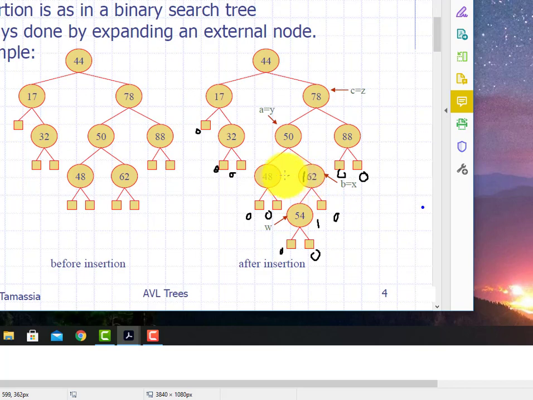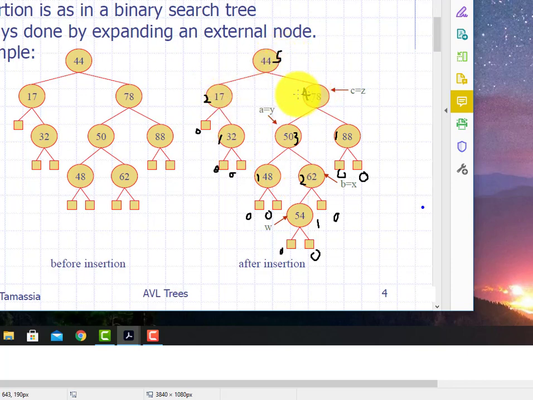This will be a 1. This will be a 1. Sorry, this isn't a 1. This would be a 2. This would be a 2. This would be a 1. This would be a 1. This would be a 2. This would be a 1. This would be a 3. This would be a 4. Remember, we just take the highest and we add 1. This is a 4, this is a 2, this will be a 5.